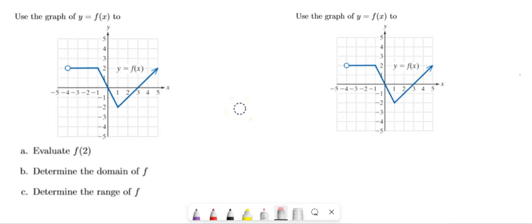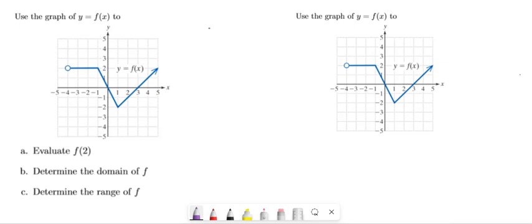Hello everyone. In this video we're going to learn how to find the image of a point, then the domain and range of a function, and all of this from the graph of a function. Alright, let's get into it.